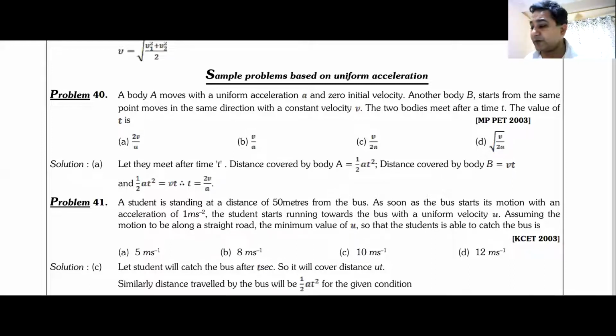Sample problems on uniform acceleration. You must have seen this. This is in your notes. Problem number 40 is what we are going to discuss now. The problem is very simple.